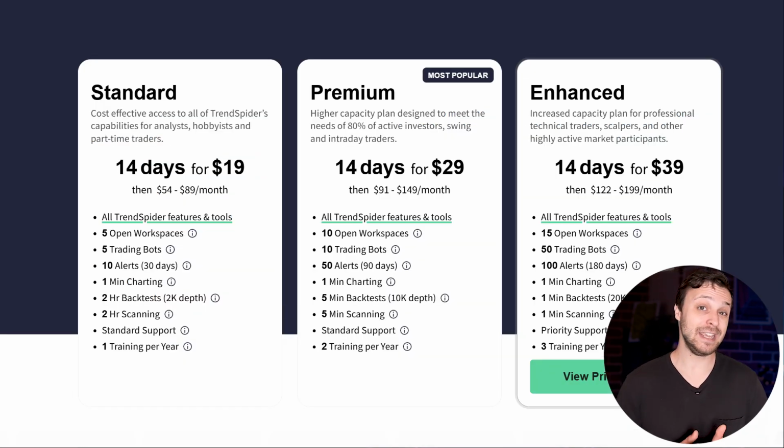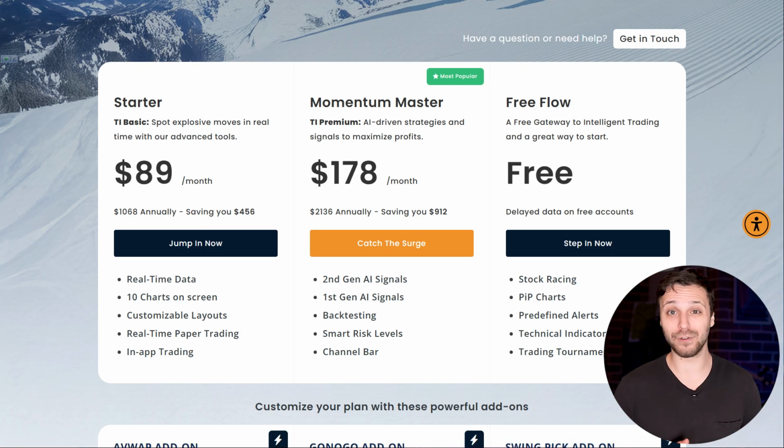At the end of the day, each of these technical analysis and stock market tools earns its price point. You're not paying for fluff. You're paying for tools that help you make better decisions.